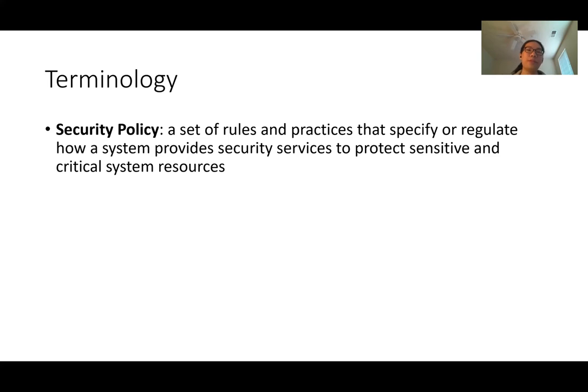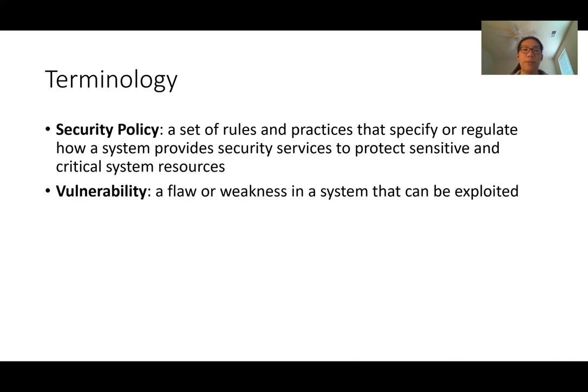We'll start with a little bit more terminology here. A security policy is a set of rules and practices that we use to specify or regulate how a system will provide security. And that really is just a set of guidelines, policies to describe it, right? A vulnerability is a flaw or weakness in the system, right? And you exploit it. And this is just a flaw or weakness, right? Nothing has happened so far. Vulnerability is just describing that specific point of entry.